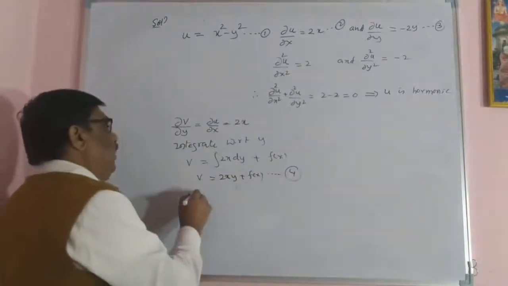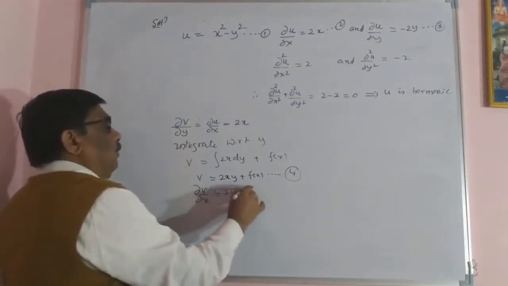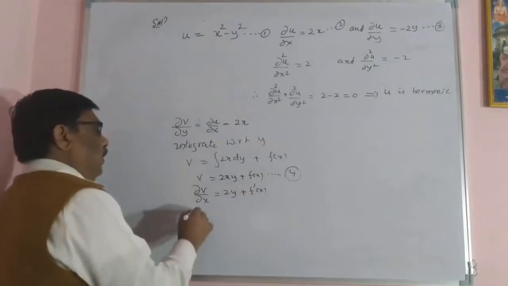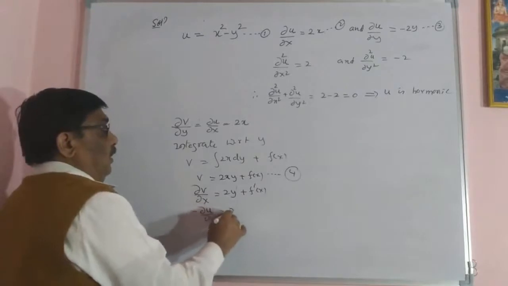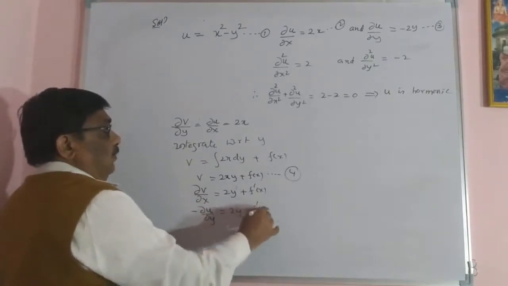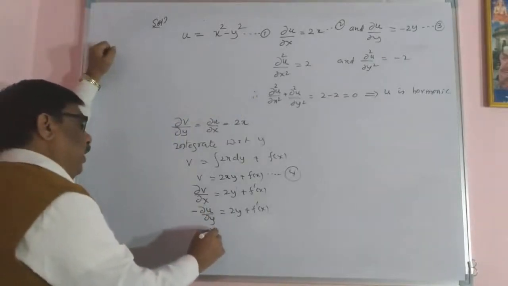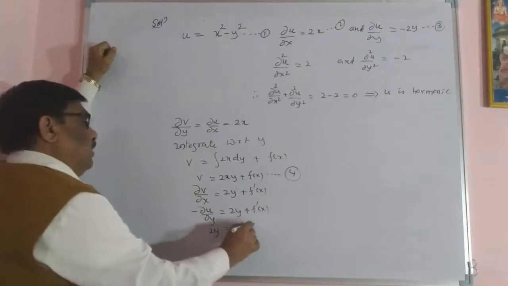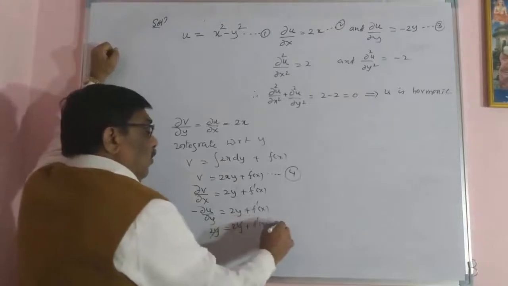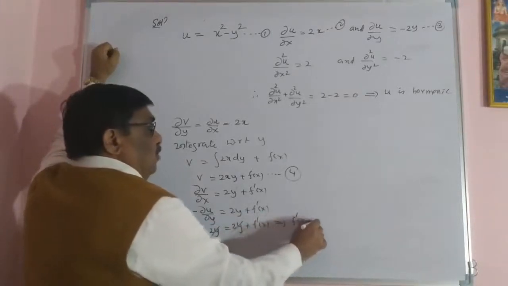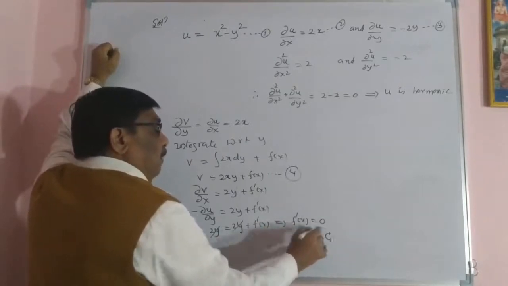Differentiate partially with respect to x. ∂v/∂x equals 2y plus f'(x). This is ∂u/∂y by the CR equation, so it is minus of minus 2y, which is plus 2y. So 2y plus f'(x) equals 2y, the 2y cancels, and you have f'(x) equal to 0, meaning f(x) should be a constant. There is no x, there is no y. So it's c.